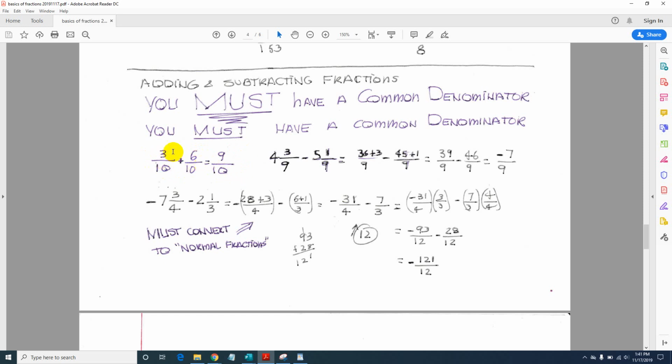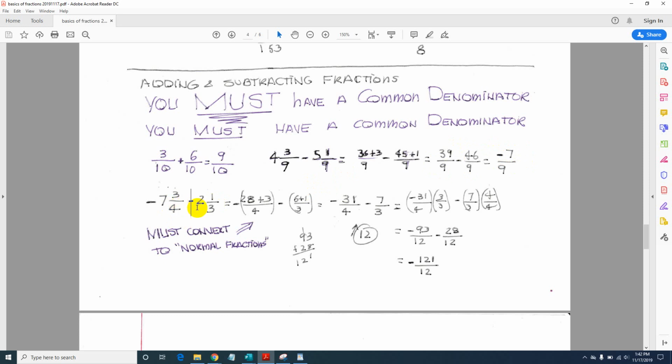These are almost like terms, right? Think of it as like terms. 3x and 6x is 9x, right? 3/10 plus 6/10 equals 9/10, right? Now, when you have mixed numbers, remember, convert to normal fractions and then do the work. This is a number minus this number, so we convert them to improper fractions. The 46 is bigger than the 39, and there's a negative sign there, so this number is -7. Cannot be simplified.